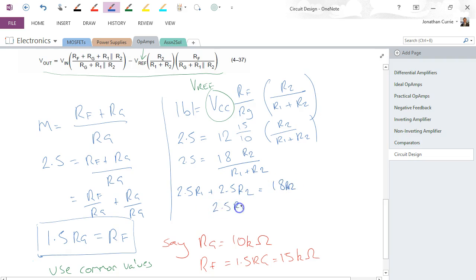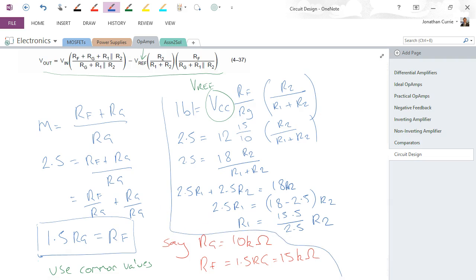And 2.5 R1 is equal to 18 minus 2.5 R2. And therefore R1 is equal to 15.5 divided by 2.5 R2. So we have now another relationship, and I'm just going to draw a little line over there, between R1 and R2 by just simplifying that expression down and substituting in the values.